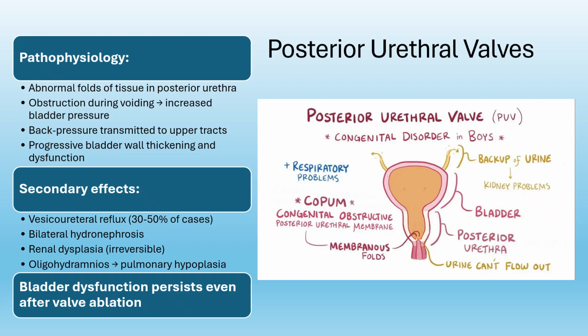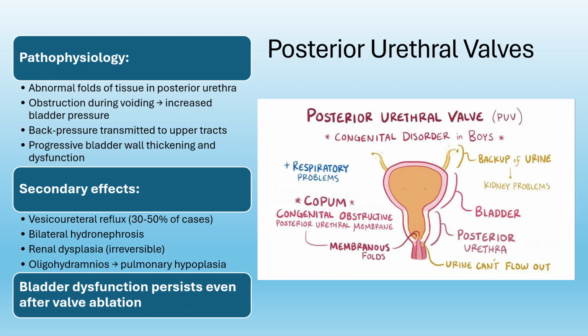Elevated bladder pressure transmits to the upper urinary tract. Vesicoureteral reflux develops in 30 to 50% of cases as elevated intravesical pressures overcome normal anti-reflux mechanisms. High-pressure reflux and bilateral hydronephrosis lead to progressive renal parenchymal damage. Unlike other obstructions, renal injury in PUV begins in utero, resulting in renal dysplasia that cannot be reversed with early intervention. Severe cases manifest with oligohydramnios, as bilateral renal dysfunction limits fetal urine production.